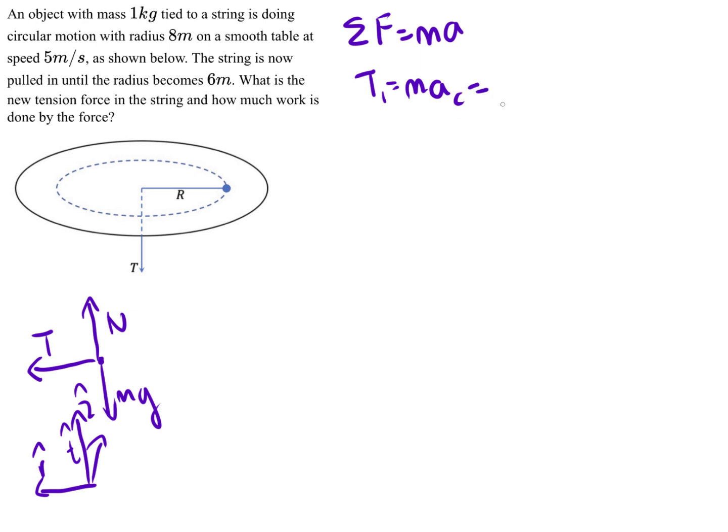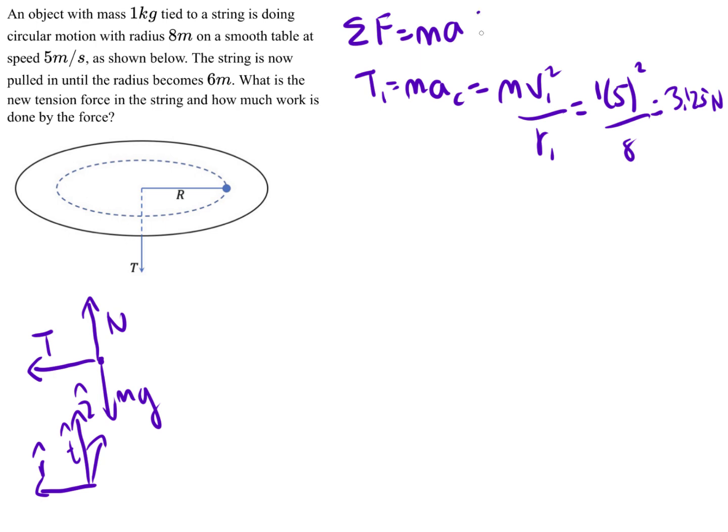And the centripetal or radial acceleration is also given by v squared over r, so the tension is m v squared over r. I'm using subscripts because this is the first case. If we plug in our numbers, this becomes 1 times 5 meters per second squared divided by the radius of 8 meters. This gives you 3.125 newtons for the tension force in case 1.